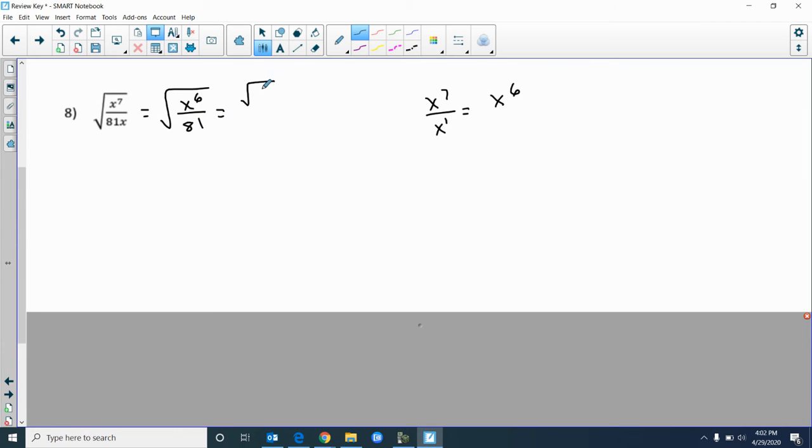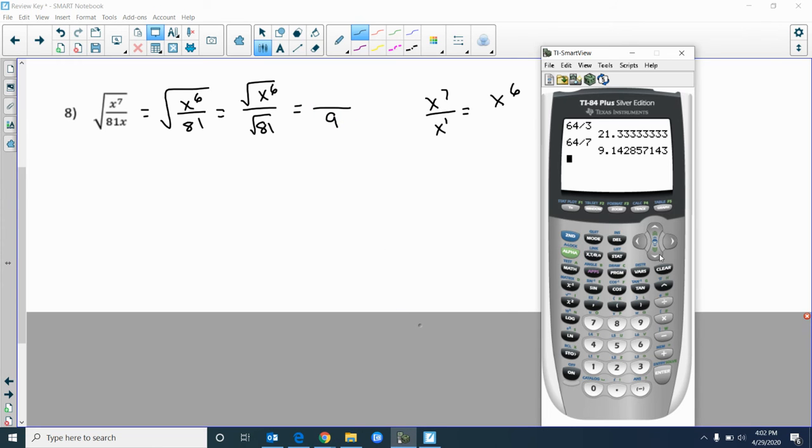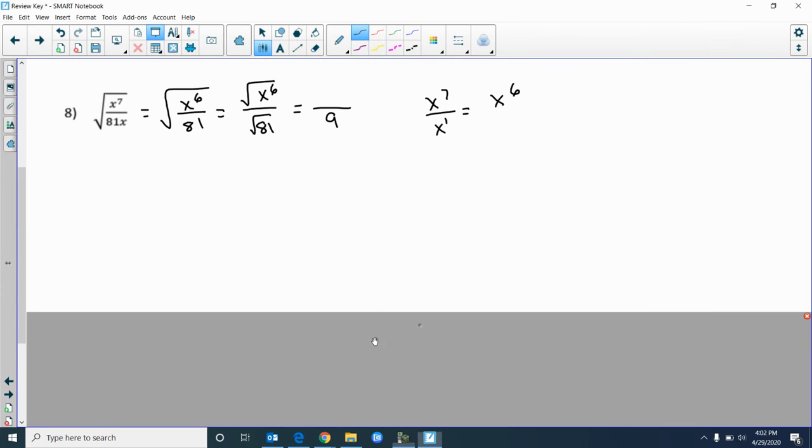Now I can take the square root of both. Well, the square root of 81 is 9. Before you do a factor tree, if it looks like a perfect square, just throw it in your calculator. You get a whole number, boom, you're done. You don't need to keep going. X to the 6th, you can write it out if you want, but remember, the trick is you take the exponent and cut it in half. If it's an even number, then you have nothing left on the inside. X cubed over 9.